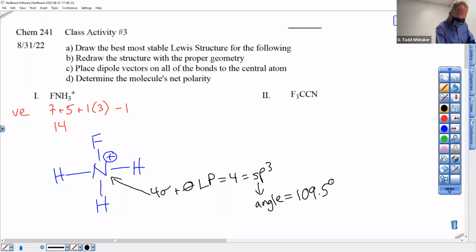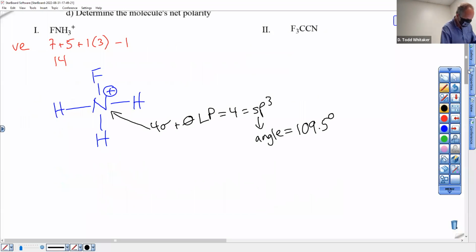So if I'm going to draw the Lewis structure with the right geometry, oh, I didn't finish my Lewis structure. What's the nature of fluorine? This is part A. We didn't quite finish. Fluorine has not got an octet. What do I have to put on fluorine? 3 lone pairs.